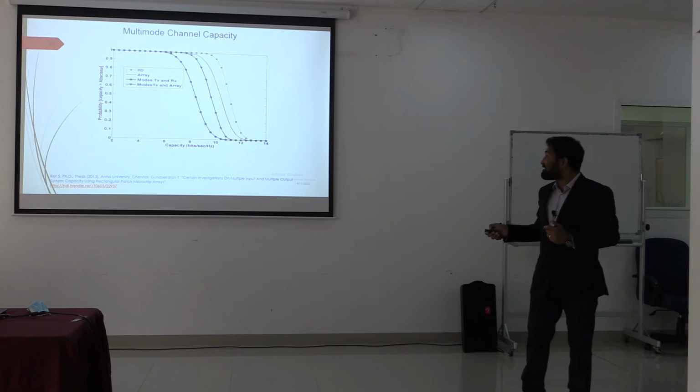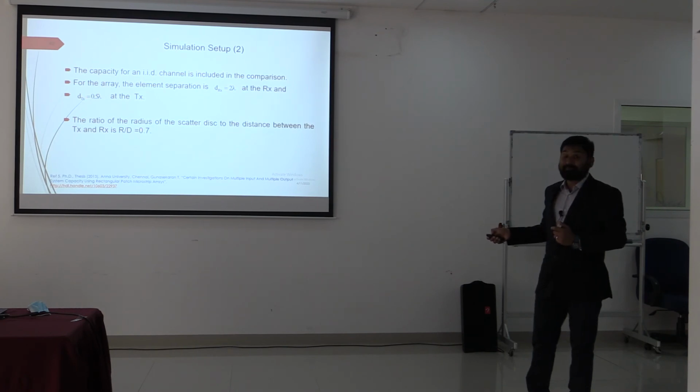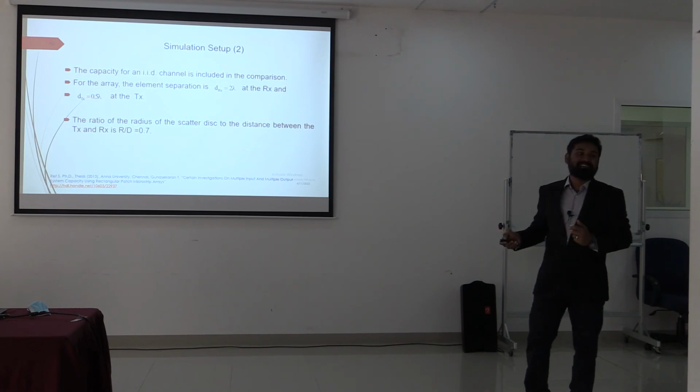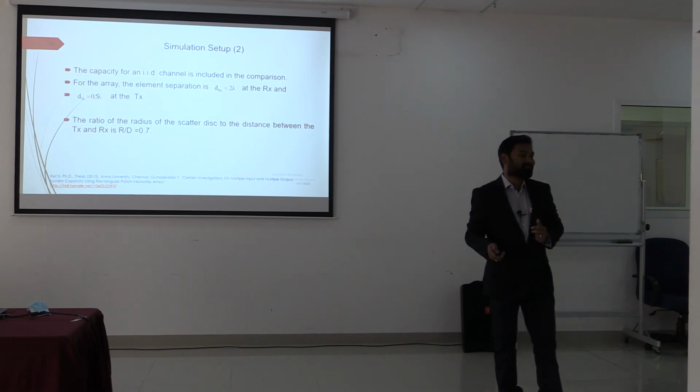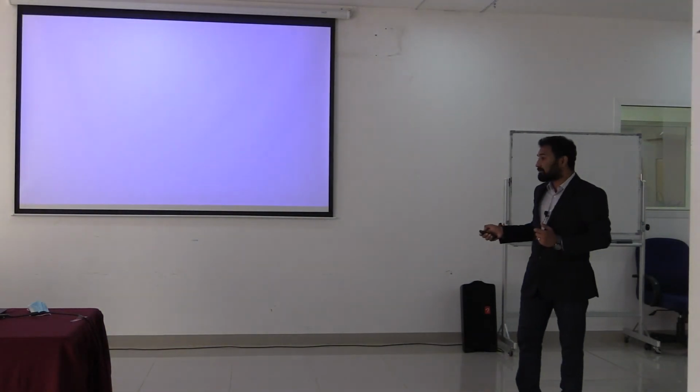But the problem with this multimode antenna is maintaining the R by D ratio for the EMI EMC concept, which should be at least 0.7. If we maintain this R by D ratio of 0.7, you have to provide the receiver location at 2 lambda and the transmitter location at 0.5 lambda. This is practically not possible. So we have to go back to this transmitter correlation effect.